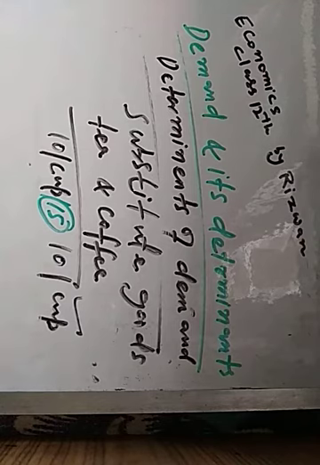Now being a rational consumer, he tries to maximize his utility from his given income. He will now demand coffee as compared to tea because price of tea has increased and the price of coffee has remained same, and these are substitute goods, their utility is almost same. Therefore consumer will prefer coffee. Therefore demand of tea has been affected by the price of its substitute good, that is coffee.